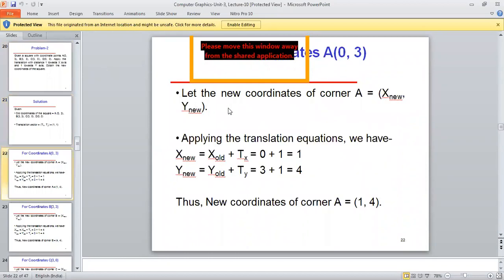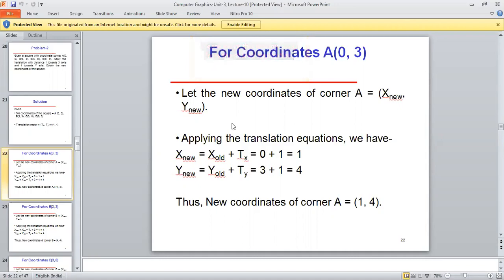Now let the new coordinate for corner A. First we will calculate for vertex A, x new and y new. Here we will calculate the new point for each vertex. First we are considering coordinate A, which is already given as 0, 3. Now we will calculate x new and y new. x new is equal to x old plus tx, y new is equal to y old plus ty.